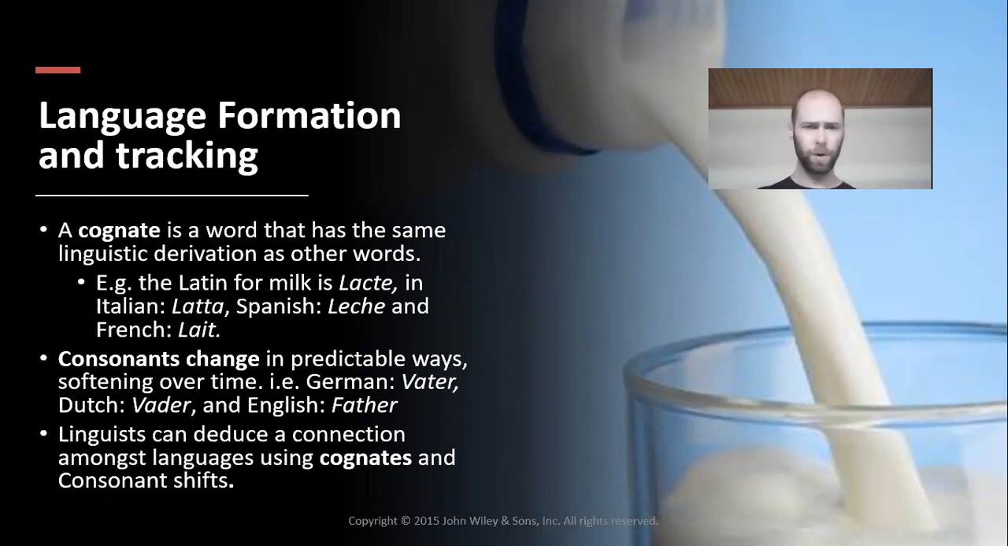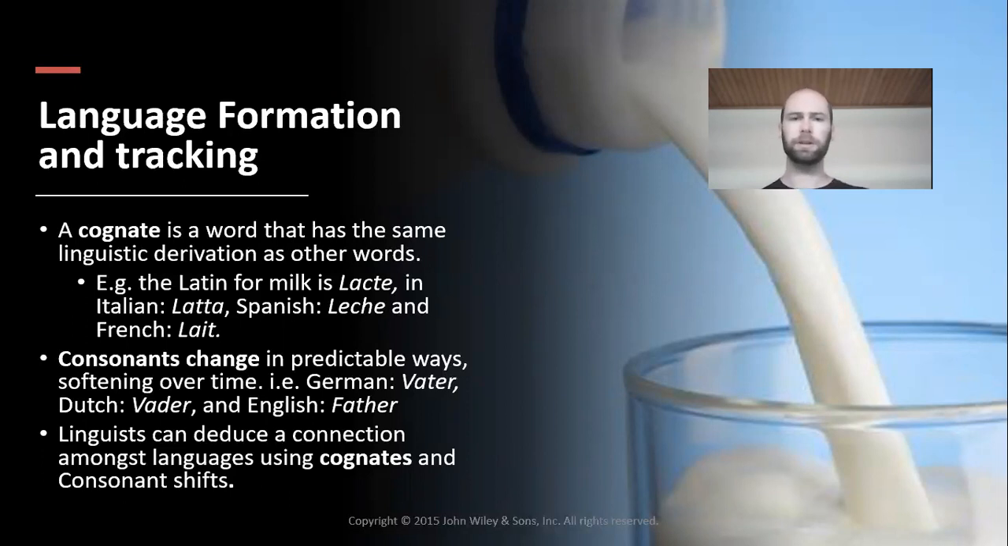So a cognate is a word that has the same linguistic derivation as other words. An example of this is that the Latin for milk is lacte, in Italian it is latte, in Spanish leche, and in French lait. So all of these are linked back to the root word, the Latin word.